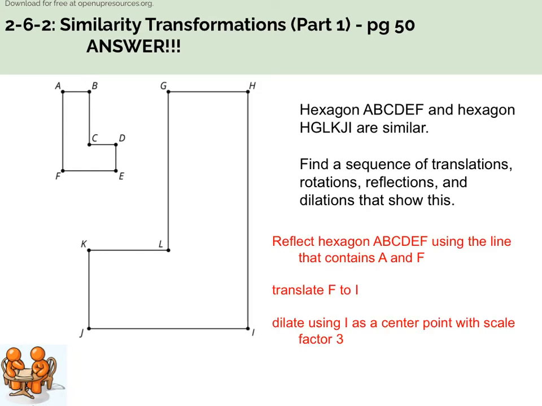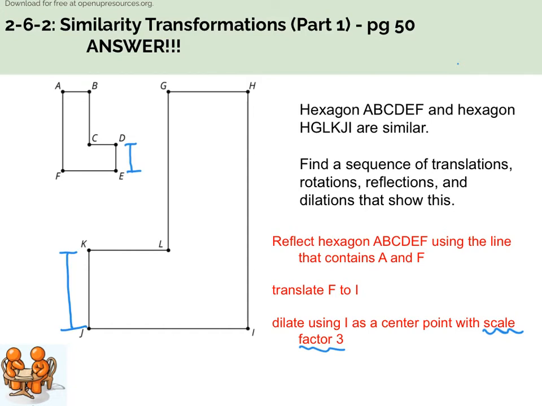All right, let's see if what you got is the same as what I got. So I have reflect hexagon A, B, C, D, E, F, using the line that contains AF, translate F to I, and then dilate using I as the center point with a scale factor of 3. And so what I did to figure out the scale factor is I went ahead and measured from D to E, and then I measured from K to J, and saw that it was multiplied by 3 to go ahead and figure that scale factor of 3.